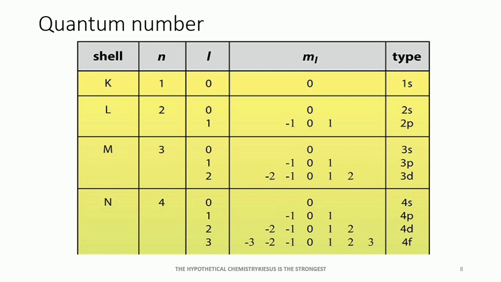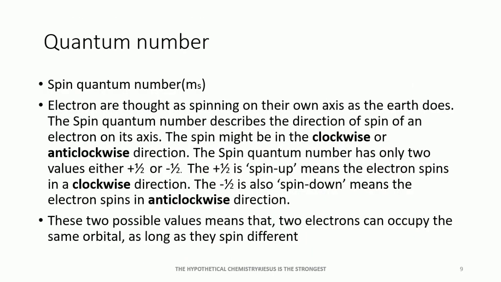All right. I hope you are following and you are being blessed by these diagrams. Let's move on to the 4th quantum number, which is the spin quantum number. Electrons are thought of as spinning on their own axis as the Earth does. The spin quantum number describes the direction of spin of an electron on its axis. The spin might be in the clockwise or anti-clockwise direction.